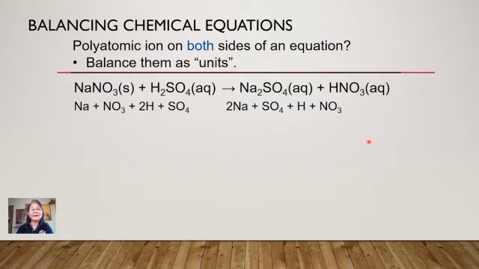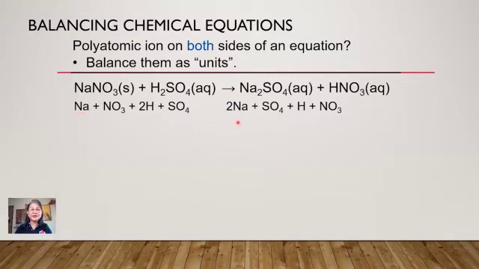You do that at the last, just to finally check if the number of atoms are the same on both sides of the equation. But if you see the same polyatomic ion, like let's say the nitrate, appearing as the nitrate in the product, then you count them as one whole nitrate ion, one whole sulfate ion. So this is the reaction between sodium nitrate and sulfuric acid, forming sodium sulfate and nitric acid.